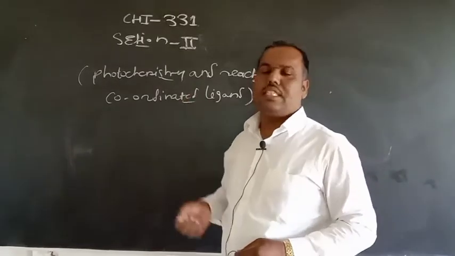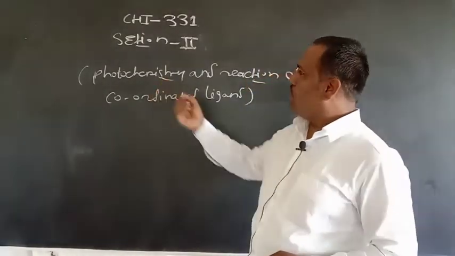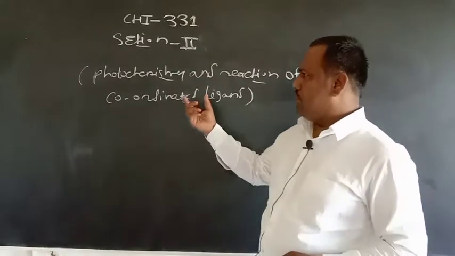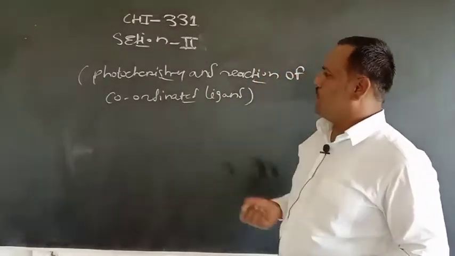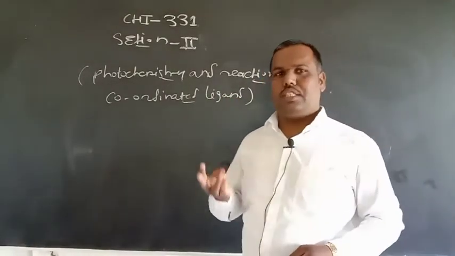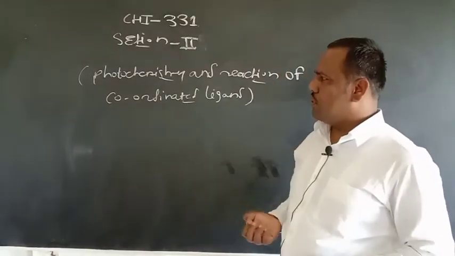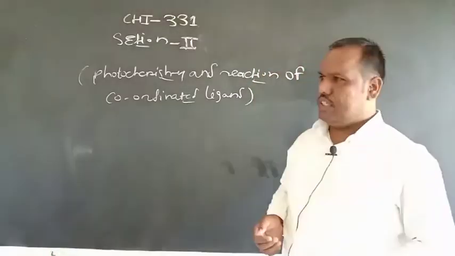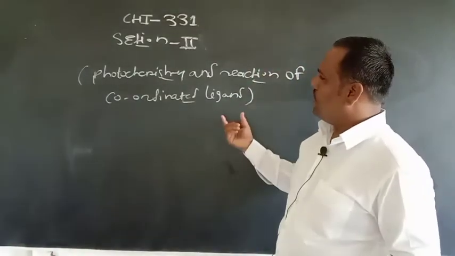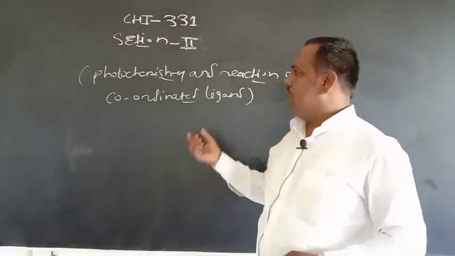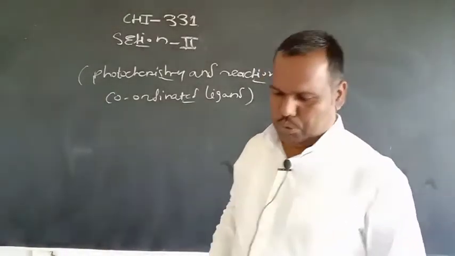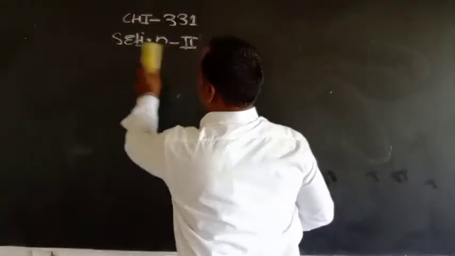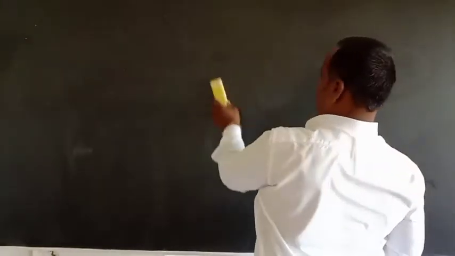In which we discuss the second section, that is photochemistry and reactions of coordinated ligands. This section includes 3 chapters: some important reactions of inorganic chemistry, which we already discussed, and the other 2 chapters, that is photochemistry and reactions of coordinated ligands. In this lecture we will discuss the first chapter, that is photochemistry. Let us see one by one what is photochemistry and what are its important points.